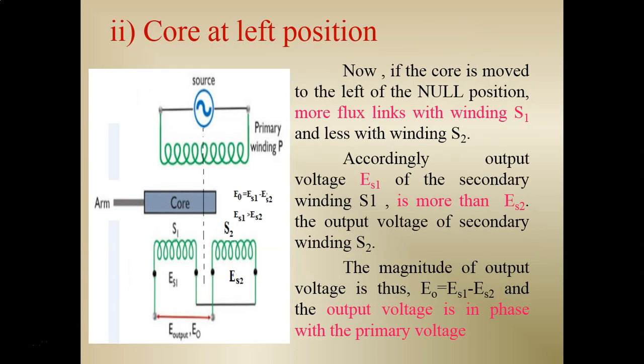Core at left position. If the core has moved to the left position, flux from the primary to secondary winding 1 will be more than S2. That is, S1 flux will be more than S2 flux. Therefore, the output voltage ES1 will be greater than output voltage ES2. Therefore, the output voltage is in phase with the primary voltage.